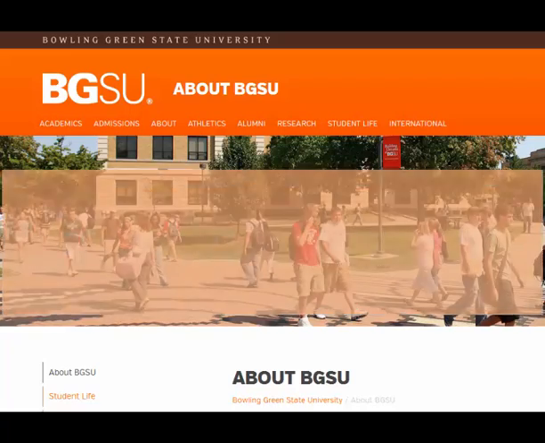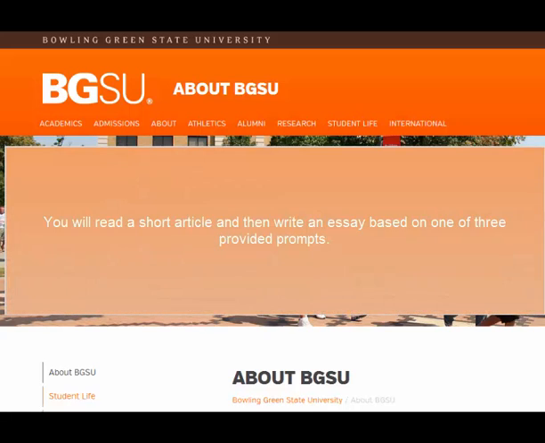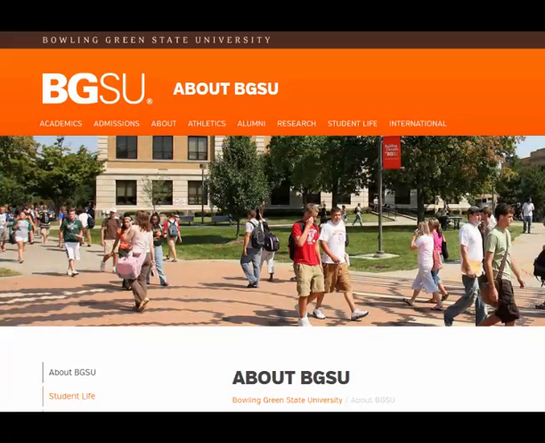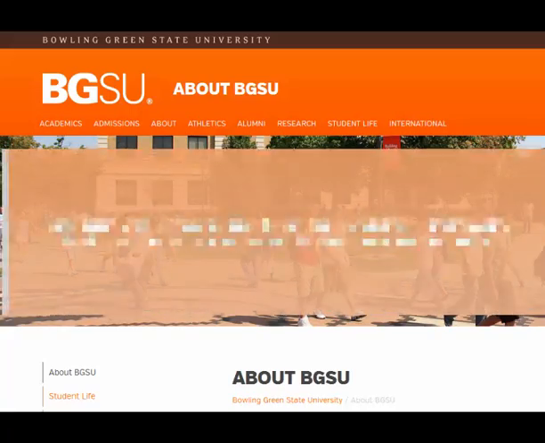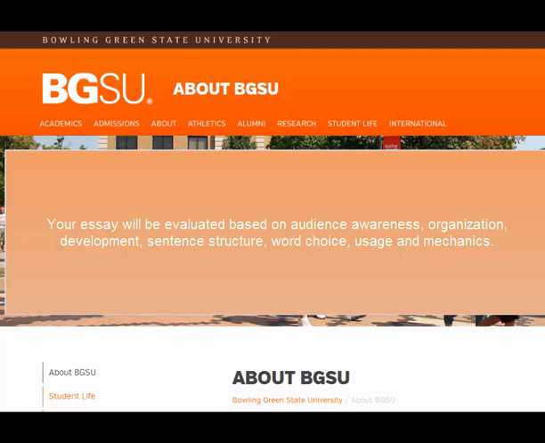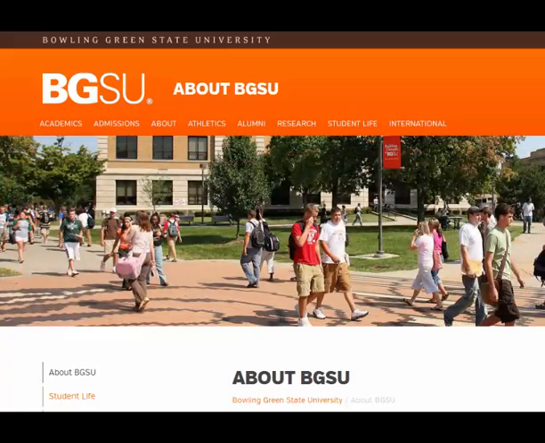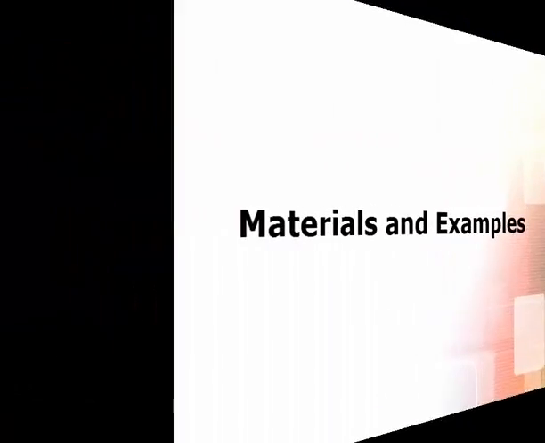The test asks you to read a short article and write an original essay based on one of 3 writing prompts which are related to the article. Our trained staff will evaluate your essay in terms of audience awareness, organization, development of ideas, sentence structure, word choice, usage, and mechanics, which includes spelling, punctuation, and capitalization. You will then be placed in a GSW course depending on the type and intensity of instruction necessary for your success in college writing and beyond.